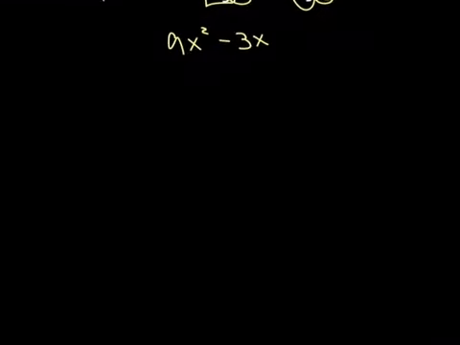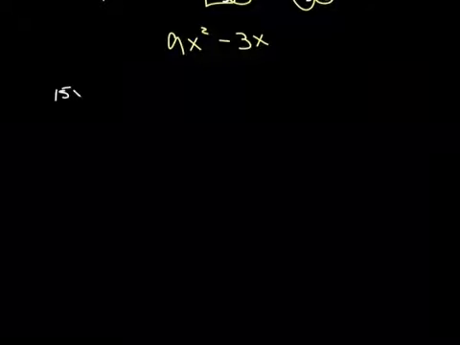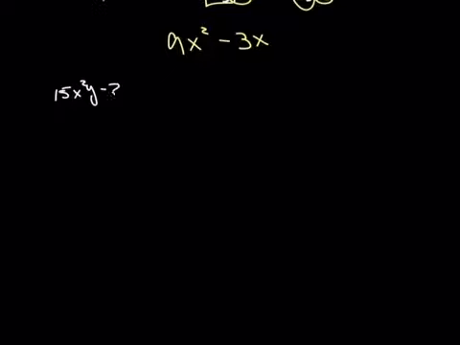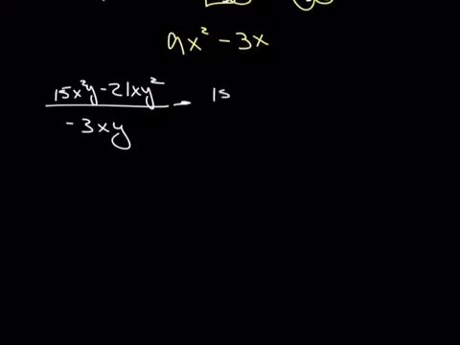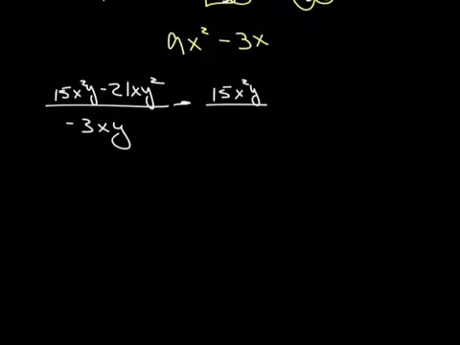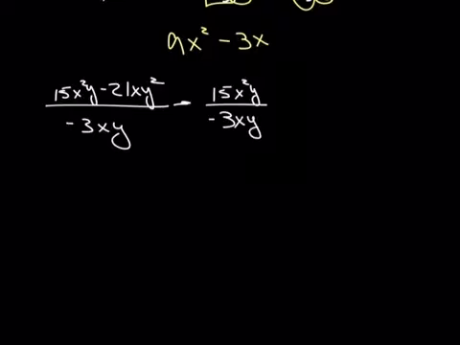Okay, let's look at example 4. Divide 15x squared y minus 21xy squared divided by negative 3xy. Okay, so let's split them up. Okay, so let's look at this part of it, and then we'll look at this part of it, and then we'll deal with the sign later.